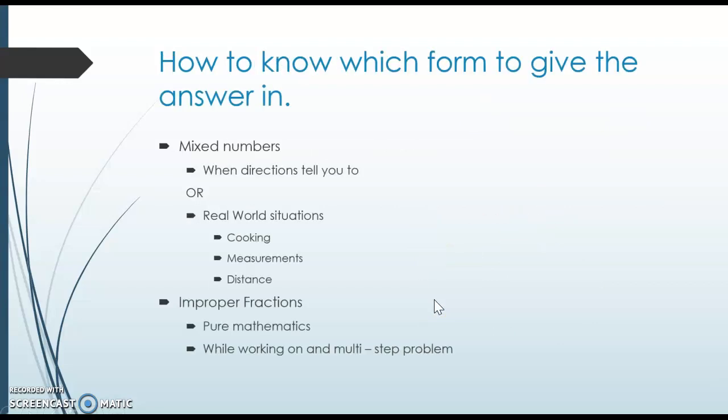So how to know in which form to give an answer in. This is where sometimes it gets tricky. We're going to give an answer in a mixed number when the directions tell you to, or we're working in a real world situation. Like cooking, or some form of distance, it makes sense to say 3 1/4 miles or 3 1/4 cup.